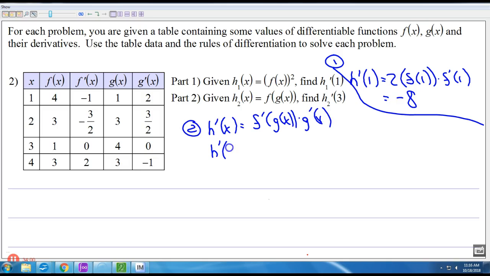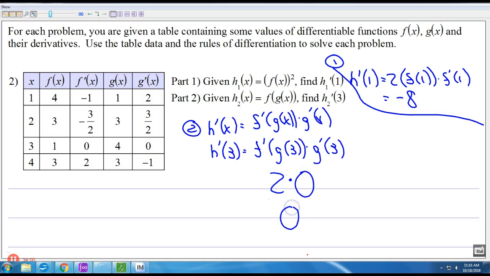So then h prime of 3 is what they're asking for. So g of 3 is 4, and then I want f prime of 4. So this is 2 times g prime of, you've got to be kidding me. So it's 0. How many had 0? Questions on what I'm doing though? Does that make sense? I think yes, that's okay.